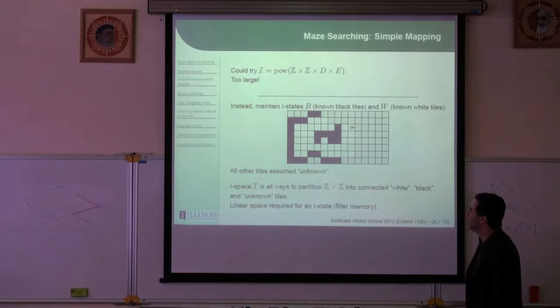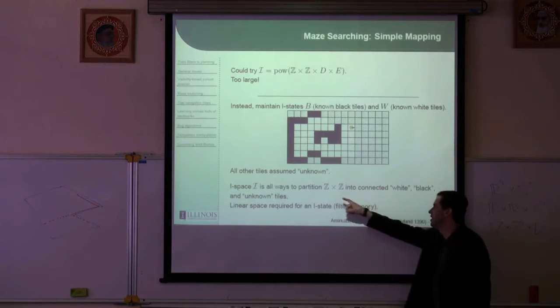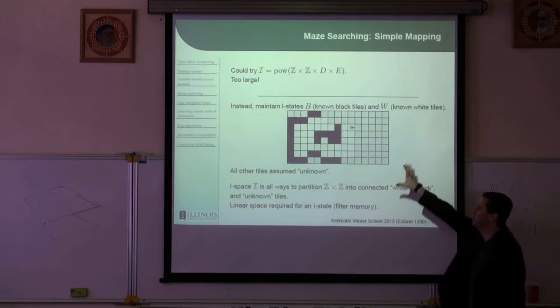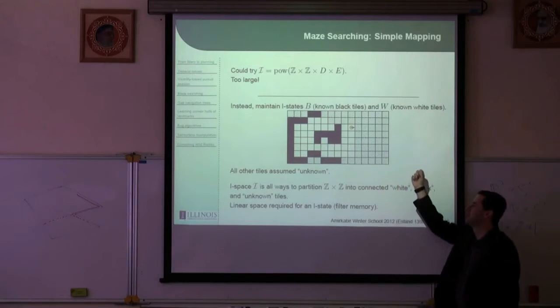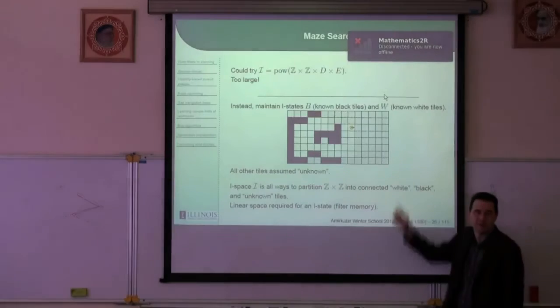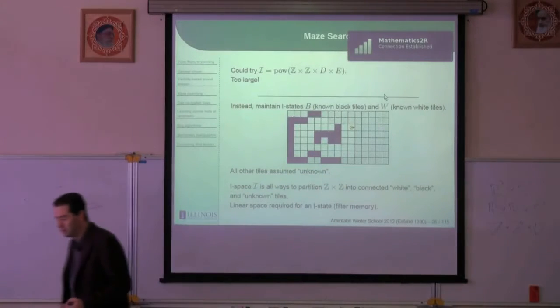So the information space here is considering these different ways to partition Z cross Z into white, black, and unknown tiles. That's how we're considering that. This is the way the picture looks for each one of the information states, right? These are the information states we can describe, and they're exactly relevant to the problem.